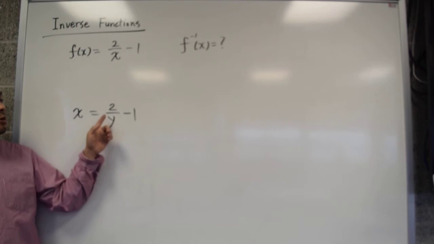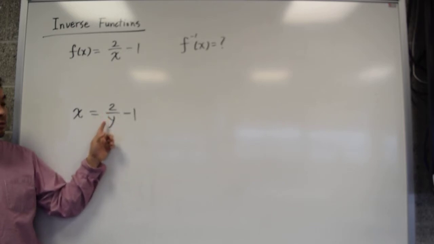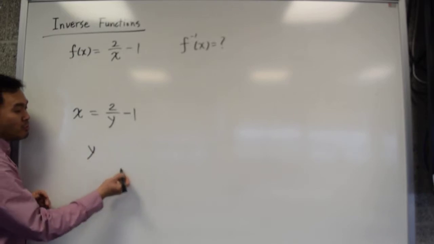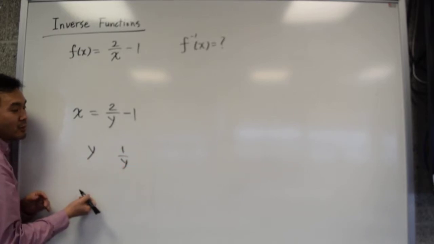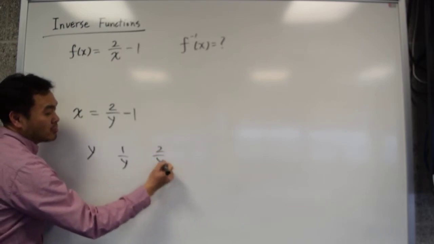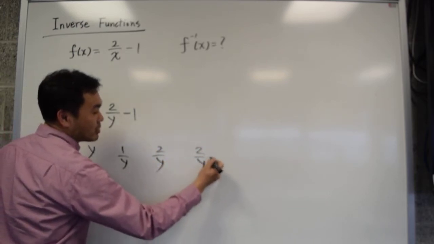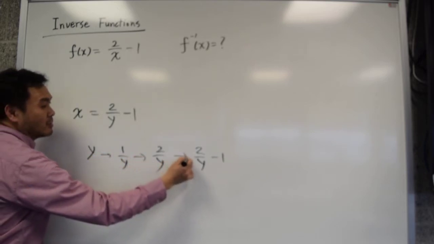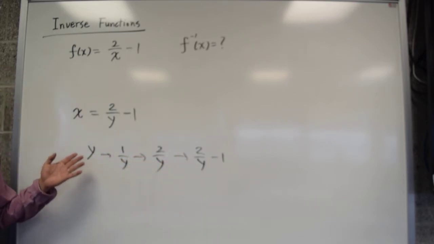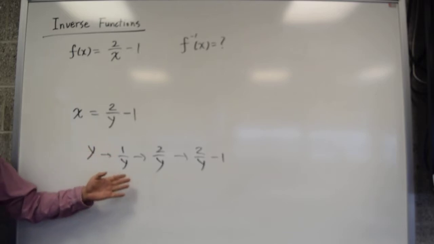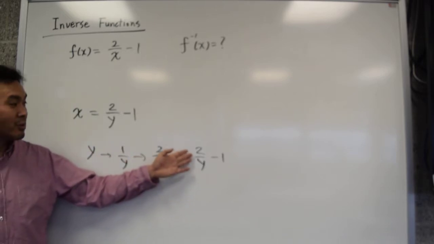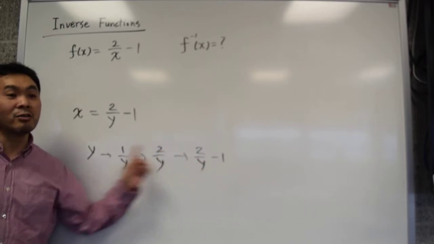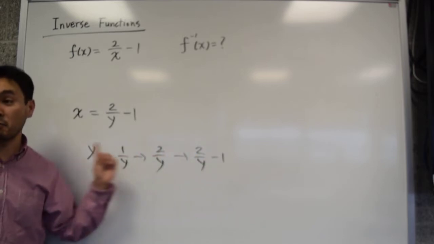So look, you took y, and I view it like this. You have y, and what you do is you take the reciprocal, and then multiply by 2, and then subtract 1. That's the sequence of events, right? You get what I'm saying? You have y, you take the reciprocal, multiply by 2, and you subtract 1. Now, how do you undo this to recover y? You do the opposite, right?